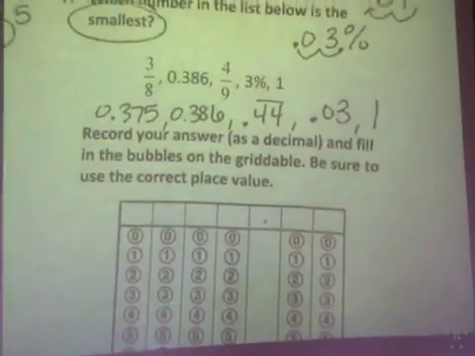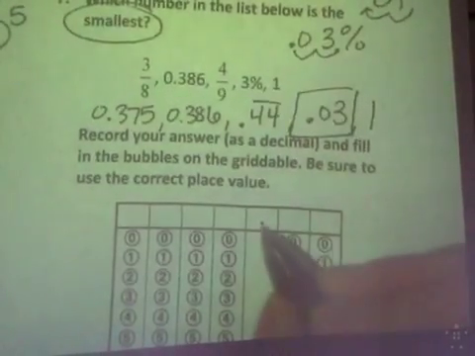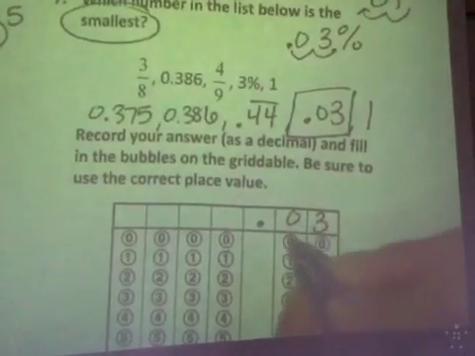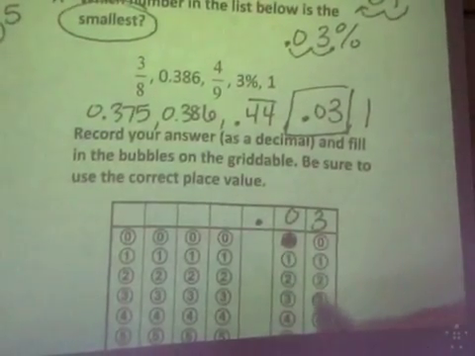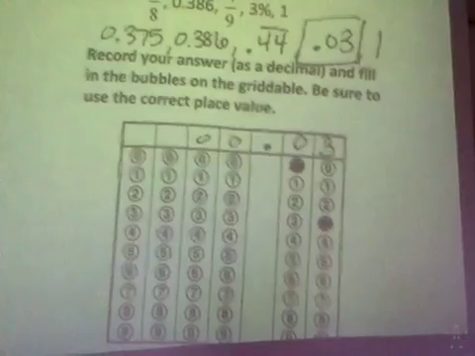Okay, which of those is the smallest? 0.03. So here's my decimal. They already have it in there for me. And then 0.3 would go right here. I would fill in the 0 and I would fill in the 3. Okay, I don't have to put zeros over here if I don't want to. Okay, so make sure you're filling in those bubbles too.